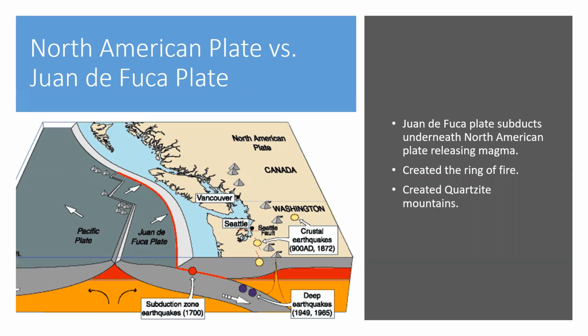Now that we have a better understanding of how the continents spread apart, we can focus on how Kamiak Butte began to take shape. This all started when the Juan de Fuca plate subducted underneath the North American plate. Not only did this create the famous Ring of Fire, but when it released magma, it created mountains of quartzite such as Kamiak Butte.